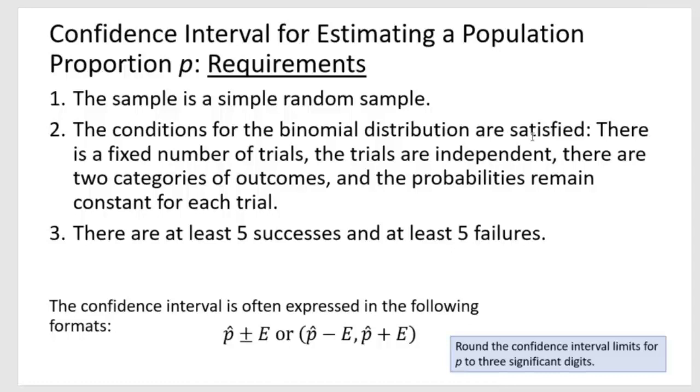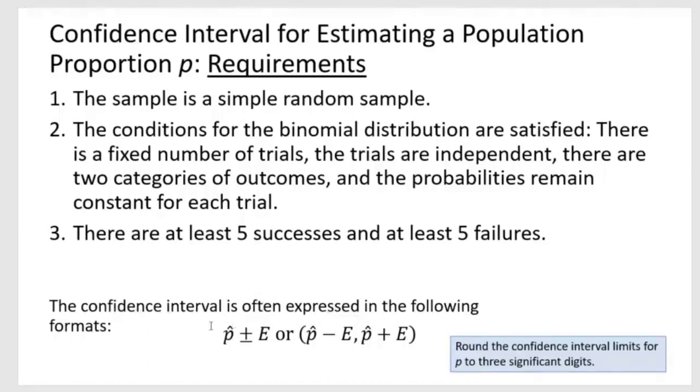So what was that? That was a few lessons ago, so we just kind of have it in summary here. There has to be a fixed number of trials. The trials have to be independent. There's only 2 categories of outcomes, like success and failure, and the probabilities for those are going to stay the same for every trial. So it is a simple random sample. It is a binomial distribution, which includes all those things. And there are at least 5 successes and at least 5 failures. Okay? Once we've met all of this, then we can come up with the confidence interval. So we have to meet all of those for this to apply.